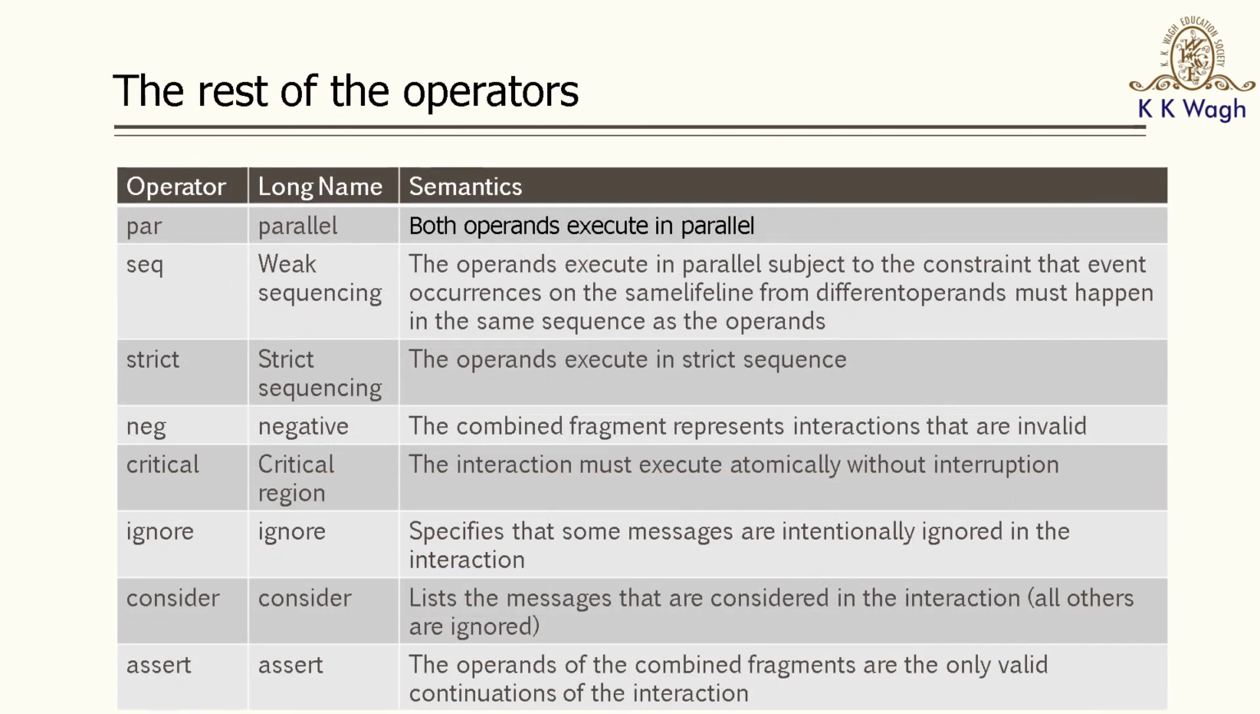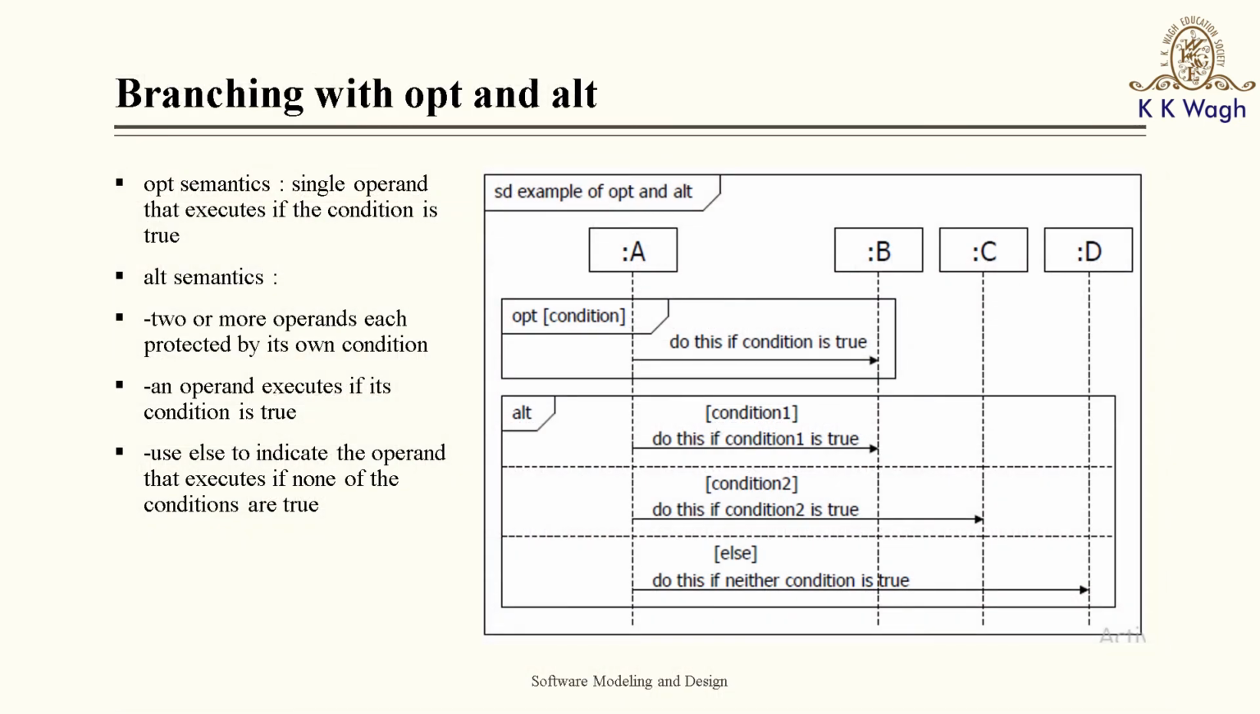And these are the rest of the operators, which are less common in use. This is the example for the operators OPT and alt. OPT means option. This works like an if-then situation in programming. There is a single operand that executes if the condition is true, and if the condition is not true, then it is not executed.